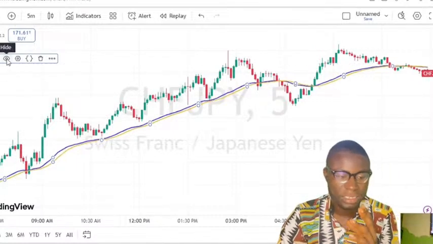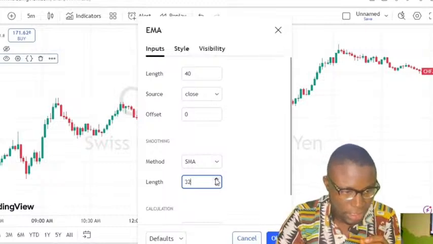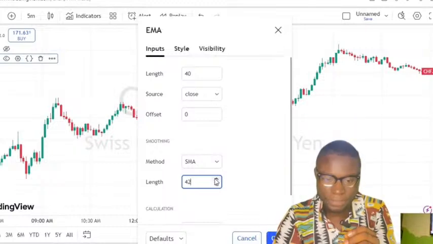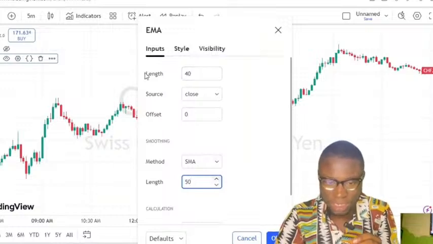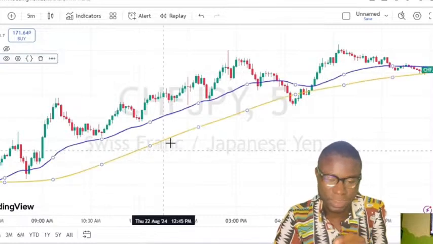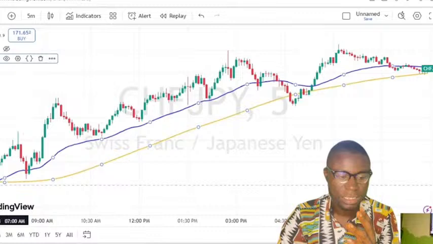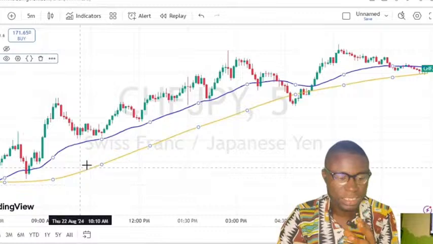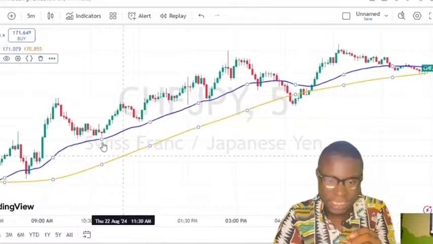Okay, one more thing. You have to increase the length to 50. Remember, the other one is 40, but this one here is 50. Make sure you increase it to 50, then click done. That is it. So good. You have it here. You can see this is the chart. This is the moving average. It's exactly the same as this one. So you have it right here.